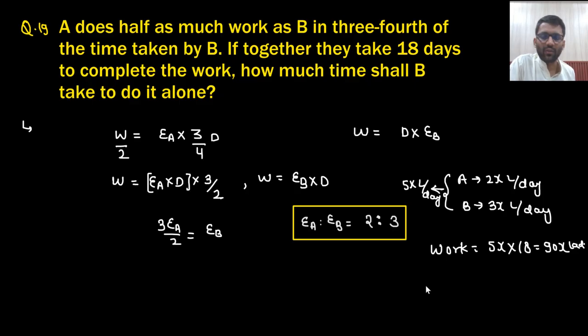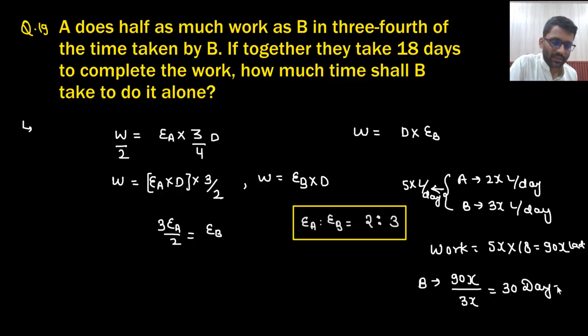And how much time will B alone take? 90x laddu is the work, and B is eating 3x laddu per day. So it will take 30 days. So for B it will take 30 days.